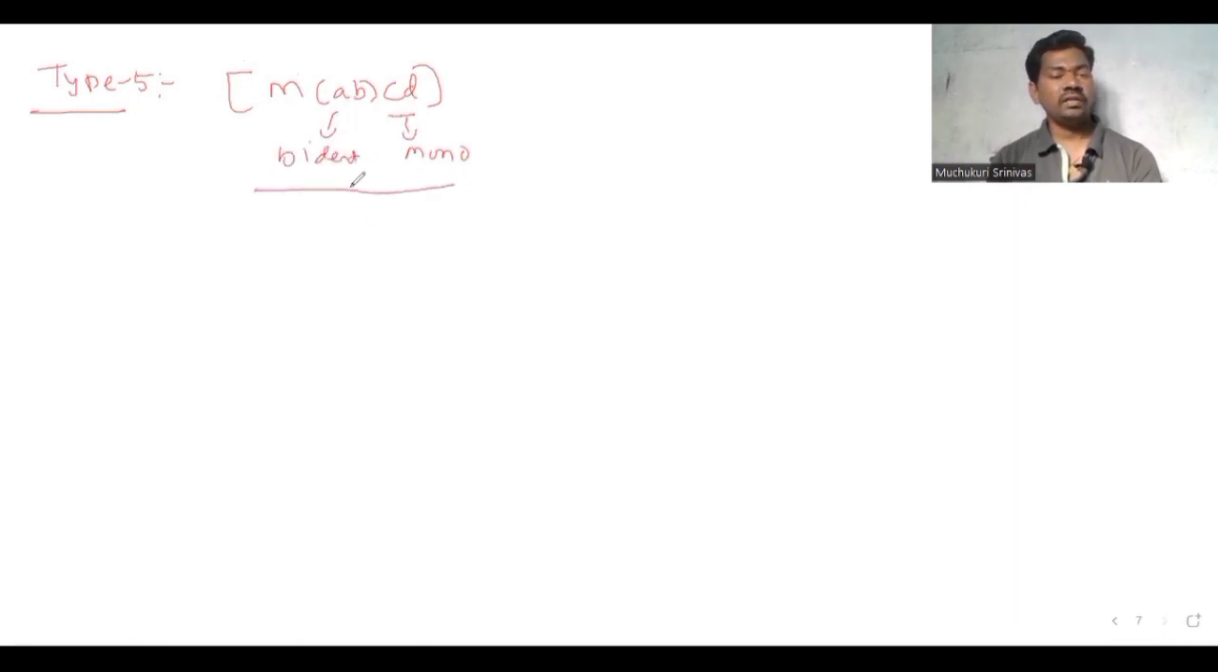Next we shall discuss type 5. So the fifth type, what can we take? M, A, B, C, D we can take. Here C, D both are monodentate ligands. Then AB is a bidentate ligand. So bidentate and monodentate. In this case also, 2 geometrical isomers are possible.